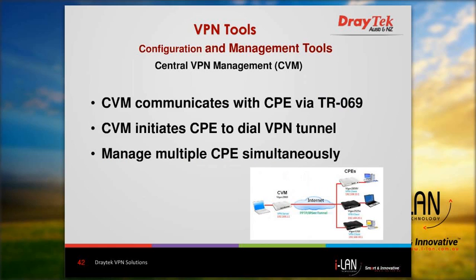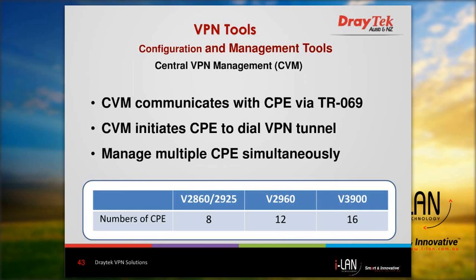And I'll just quickly go through what CVM does. Central VPN management communicates with all the CPE devices, that is the branch office routers, using the TR-069 protocol. And CVM initiates the CPE, the remote routers, to dial into the VPN tunnel. So the CVM router, which in our case is the 2860, is configured for dial in, and the remote routers are configured for dial out. Also, central VPN management will manage multiple CPE devices simultaneously.